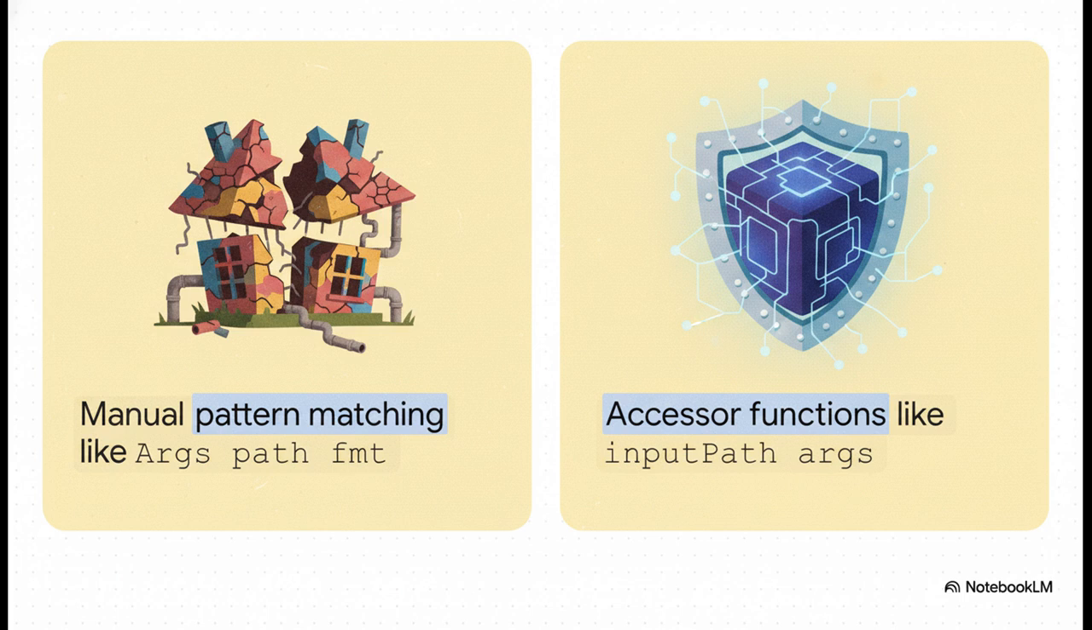Now think about the new approach. We shift entirely away from that fragile manual matching and just use dedicated accessor functions like input path args. It's so much cleaner. It makes the code deeply resilient to future changes because we're only asking for exactly what we need. We don't care about the overall shape of the data structure anymore. It totally decouples the function from the data definition, which is a massive win for maintenance.